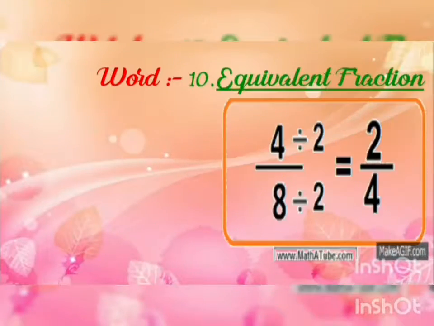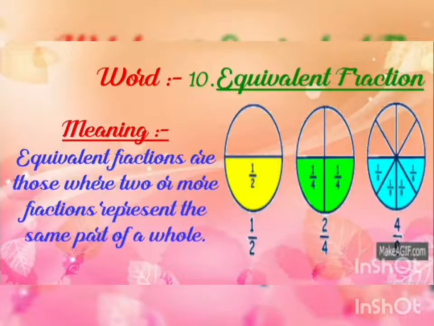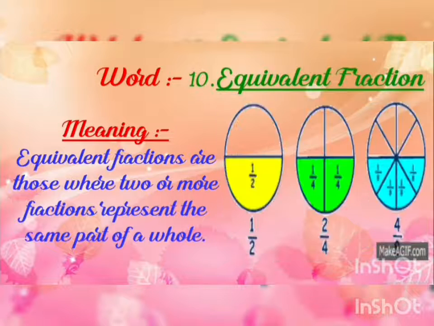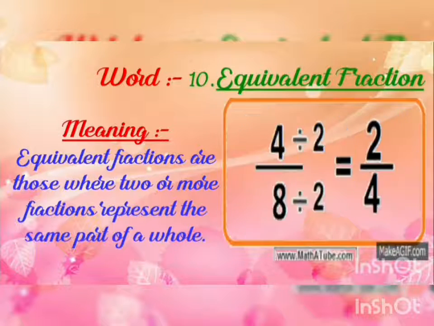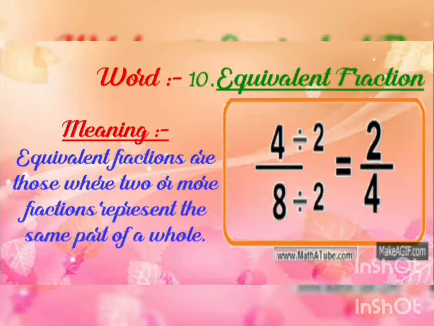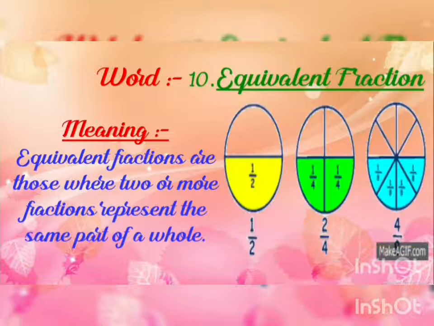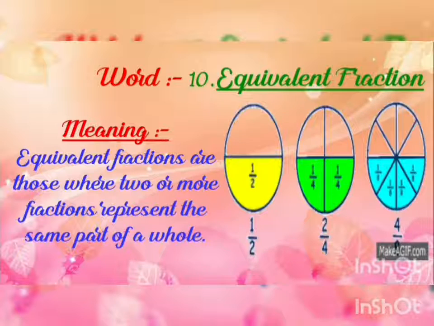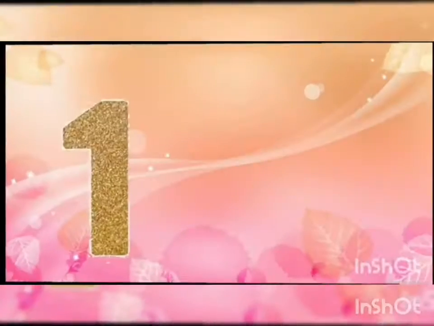Next we have equivalent fractions. Equivalent fractions are those fractions where 2 or more fractions represent the same part of a whole. For example, 1/2, 2/4, 4/8. You can clearly see that they are representing the same part of a whole. So they are known as equivalent fractions.